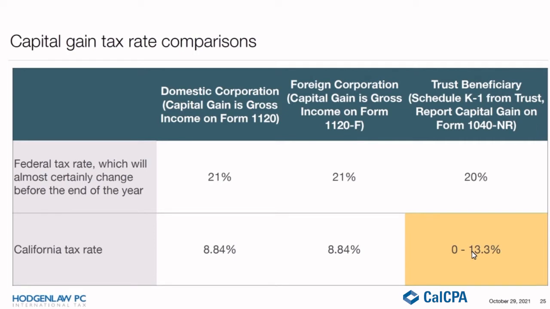California tax rate. So look at the California tax rate for corporations. And again, 8.84, that's it. But look at the stretch between 0 and 13.3% for individuals. A massive difference. So the rate differential between corporations and individual structures, and I include trusts as part of that because they're just pass through, can be quite profound, especially as the capital gain amount goes up.